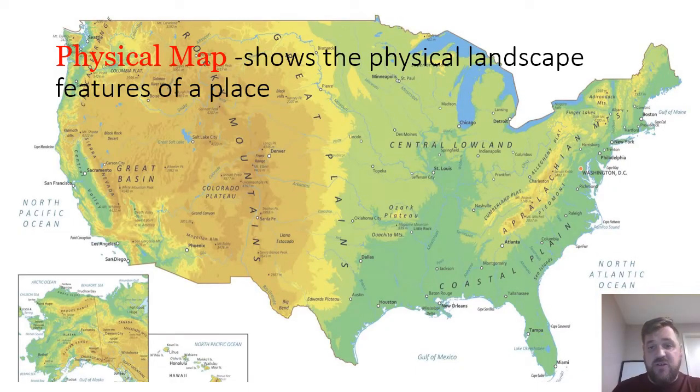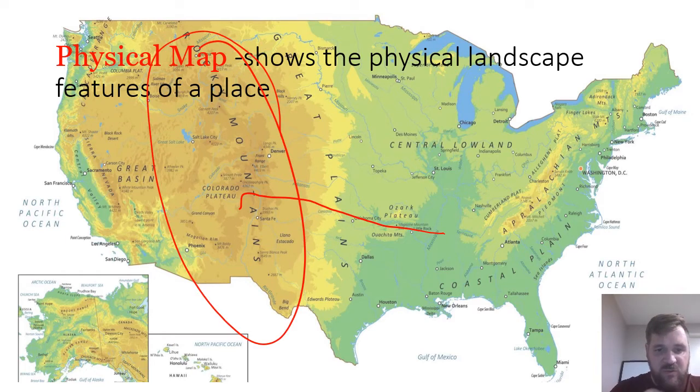Now, a physical map shows the physical landscape features of a place. So generally, you have just the rivers, the mountains. You can see here that it shows elevation as well, with the green being lower elevation and brown being higher elevation. So as you move west, we know there's the Rocky Mountains right there. Over here is the Appalachian Mountains, and you can see the change in the elevation.